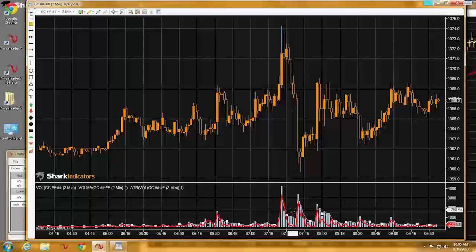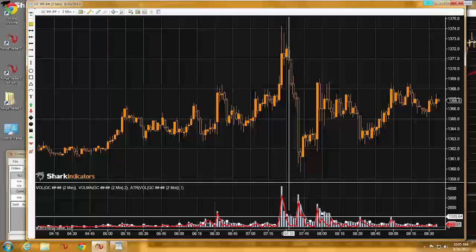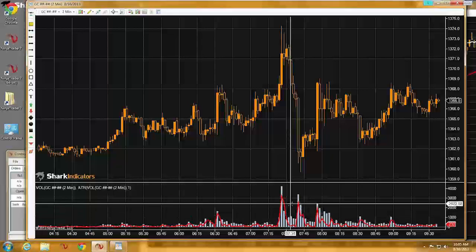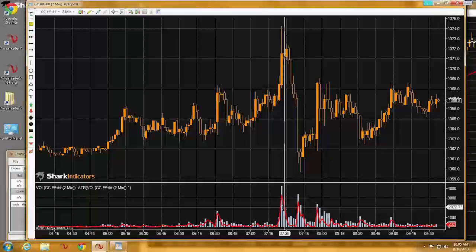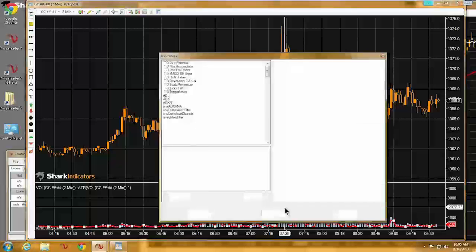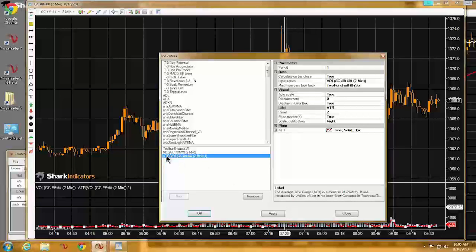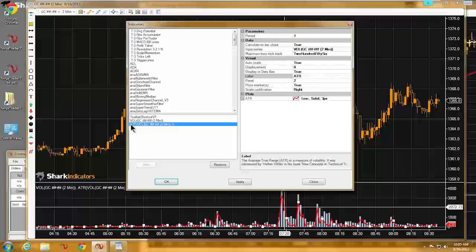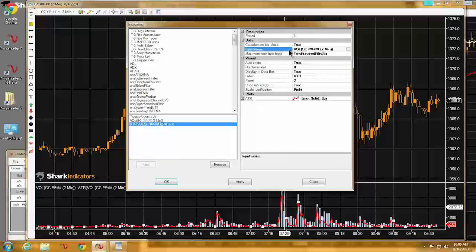I'm going to get rid of the gray line, which is the volume moving average. So now we're just left with the red. The red line here is the ATR indicator, which all the solvers have available as a parameter. That's why I'm playing around with the ATR. So it's ATR, and I have volume going into it.